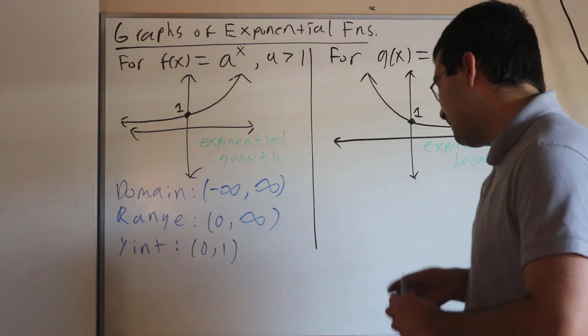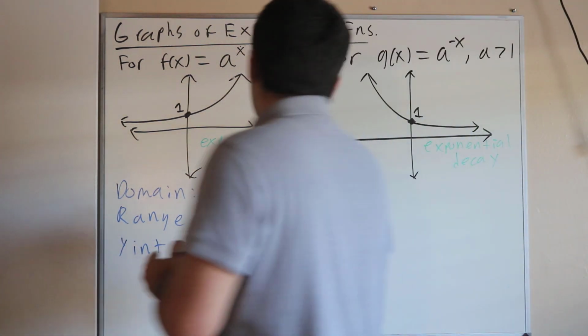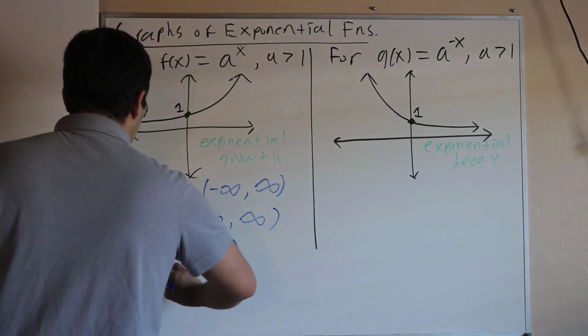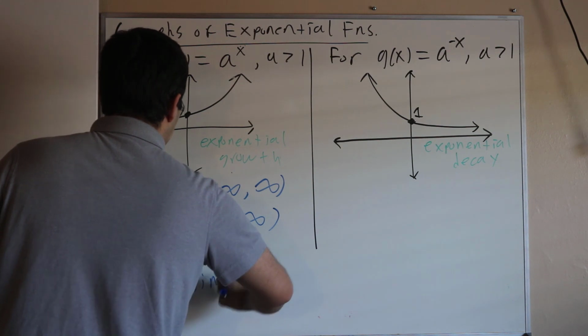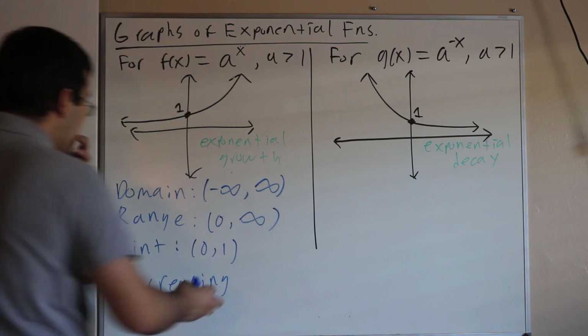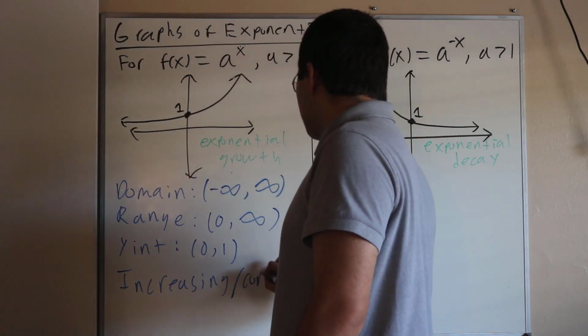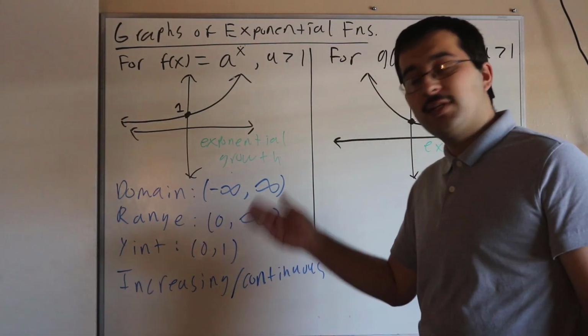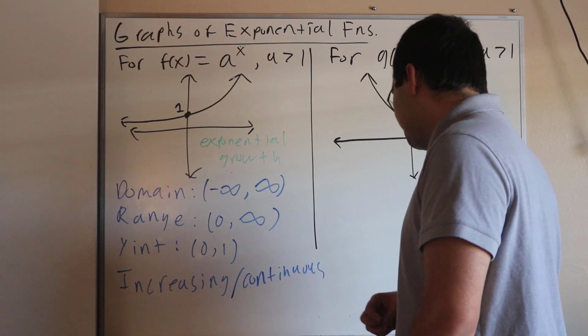So we have the y-intercept. Something else we've already kind of mentioned here, this is an increasing function. Something we also mentioned is that this is continuous, so it's increasing and continuous. Remember, continuous means there are no breaks in our function, no breaks in our graph.